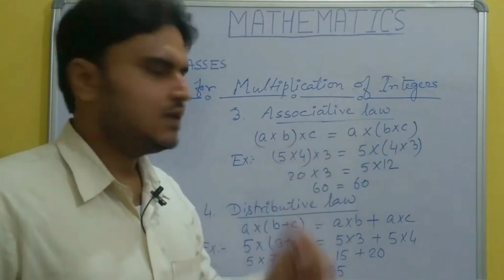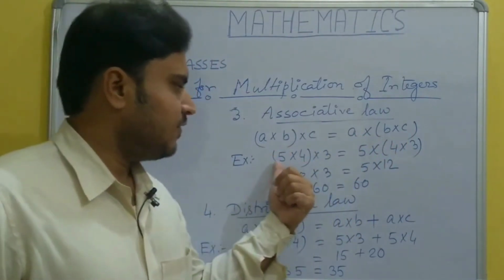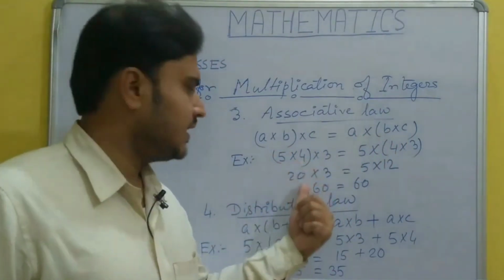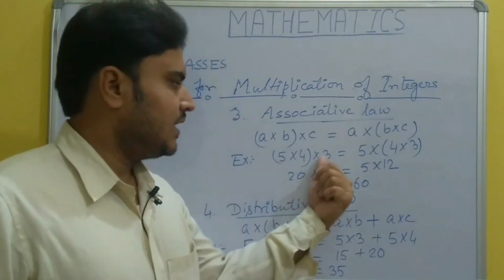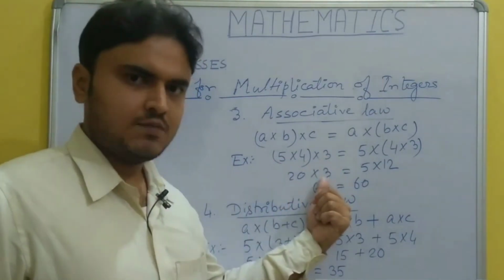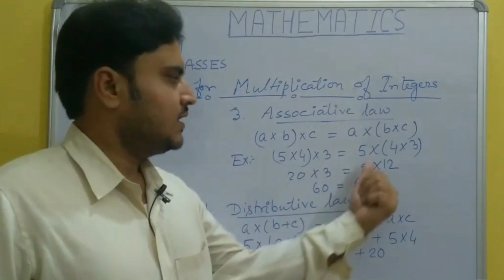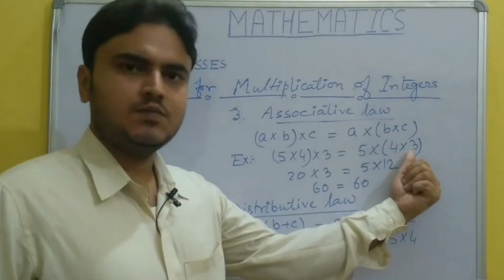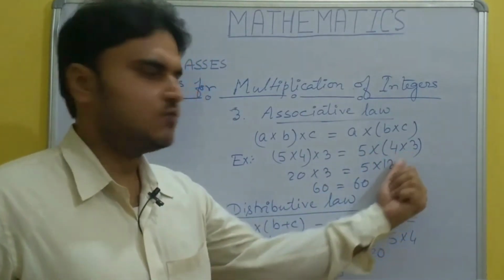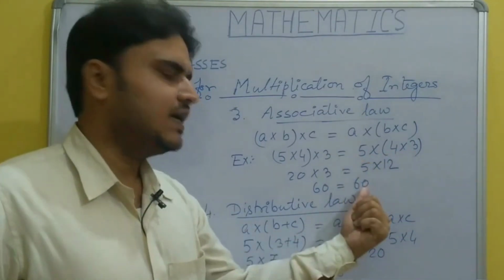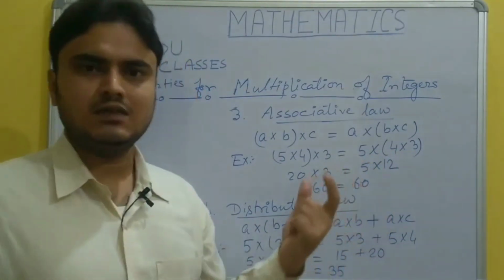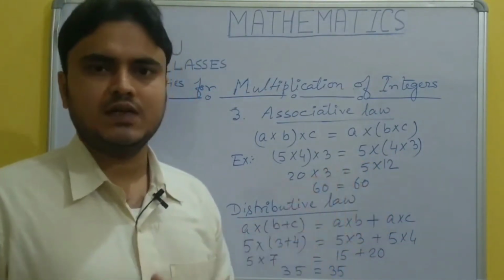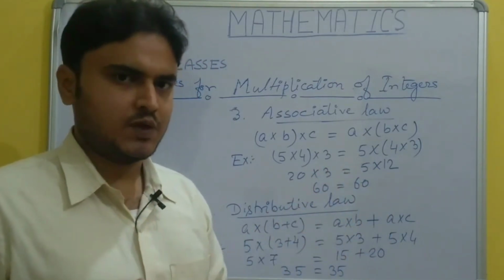Both are equal. For example, if 5 and 4 are multiplied, then we will get 20, and 20 is multiplied with 3, we will get 60. Similarly, 4 and 3 are multiplied, we will get 12, and 12 is multiplied with 5, we will get 60. So both the results are the same. This property is known as associative property.